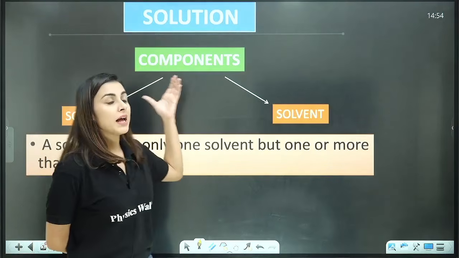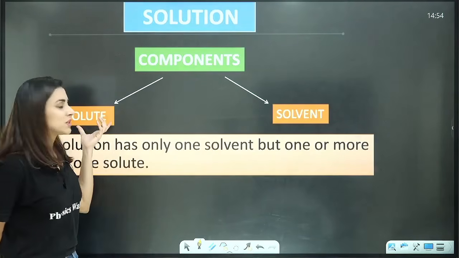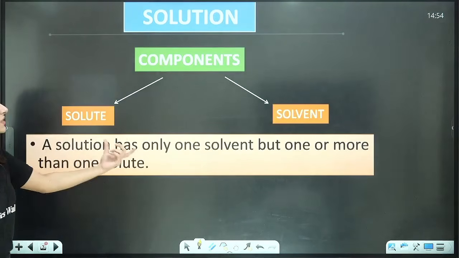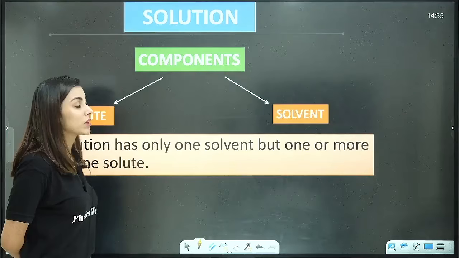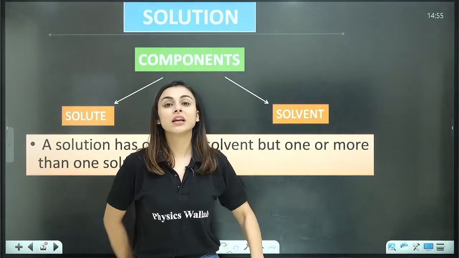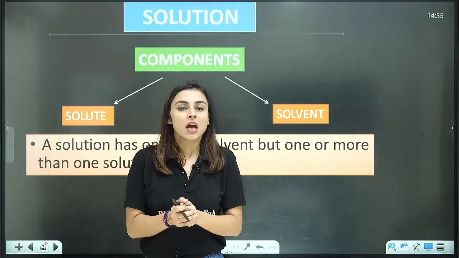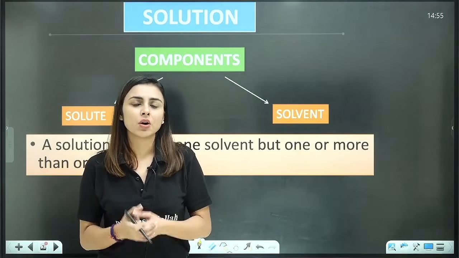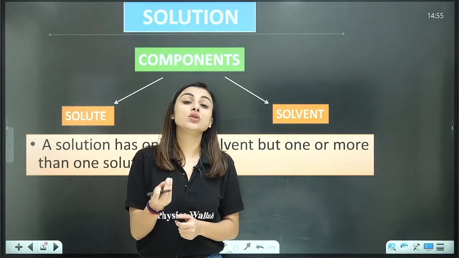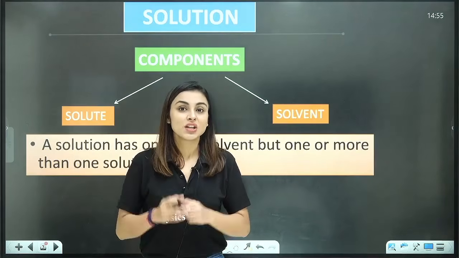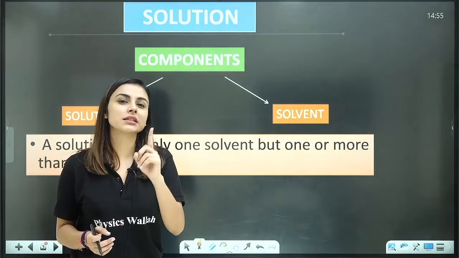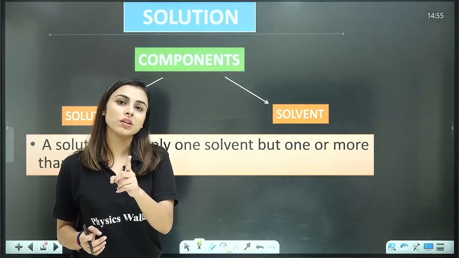Now, a solution has two major components. One is known as solute and the other one is known as solvent. A solution has only one solvent but one or more than one solute. How can we understand this? Here you have to again think of lemonade. Whenever you think of preparing a lemonade, what do you do? You take water, you dissolve sugar in it. You also dissolve salt in it. So here, the water is your solvent and the sugar is your solute. Also the salt is your solute.